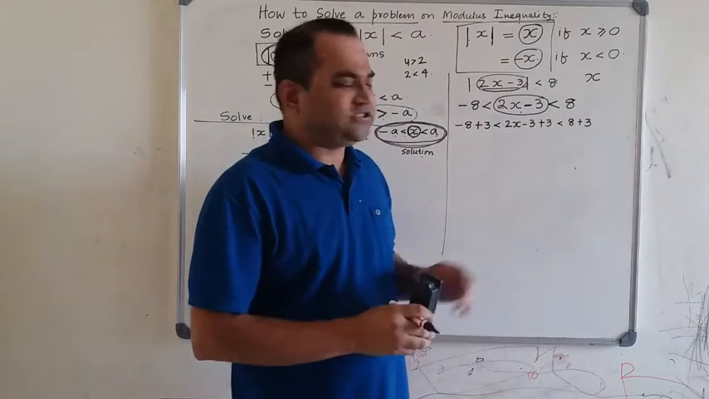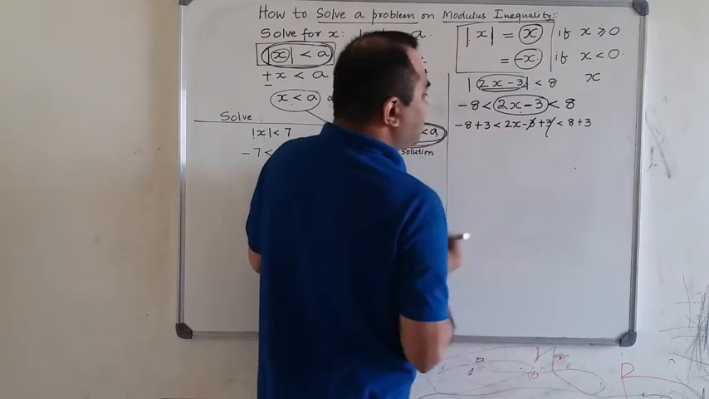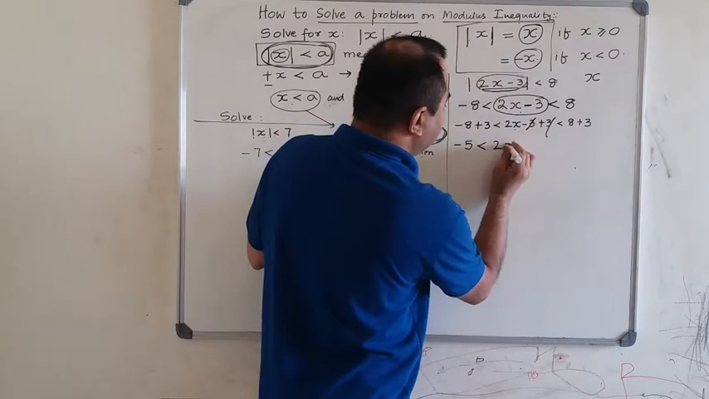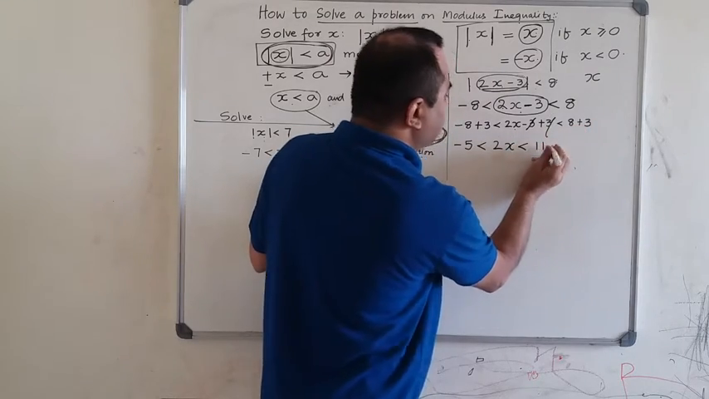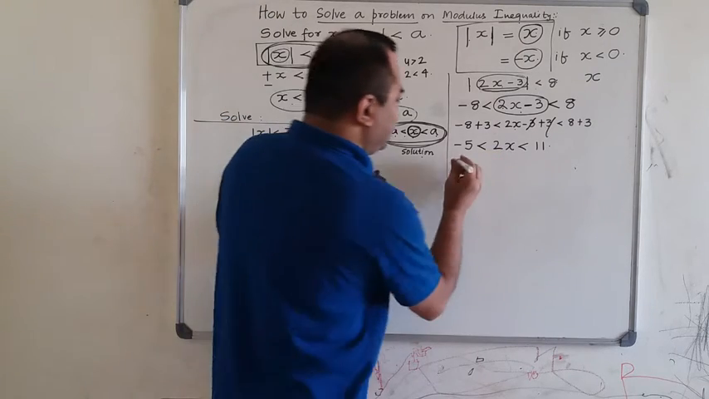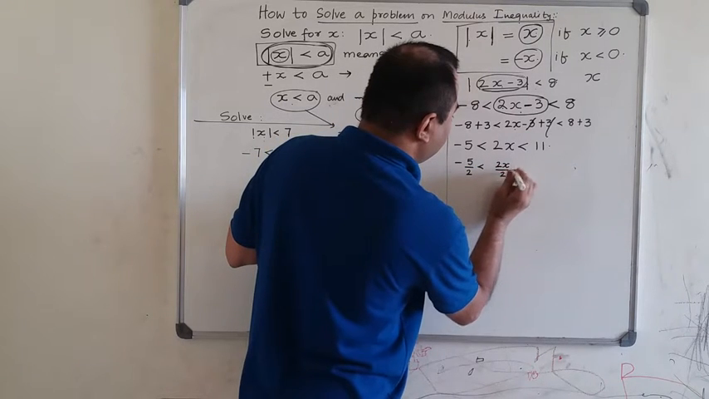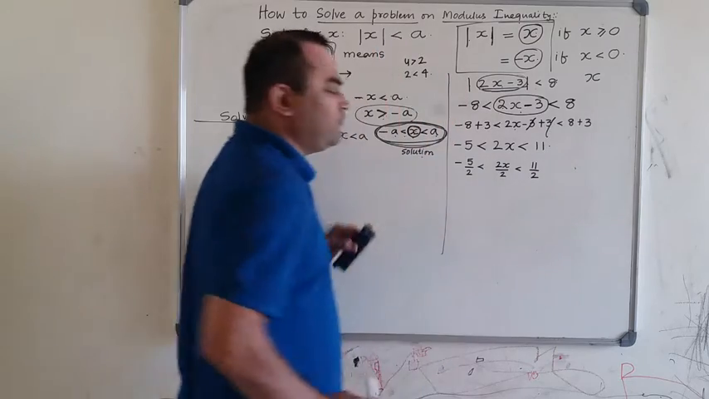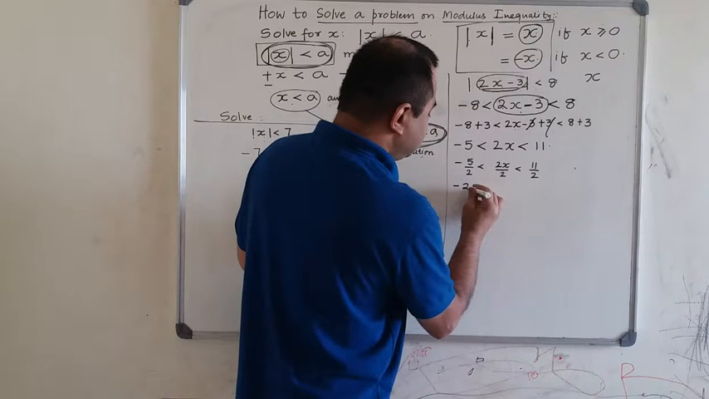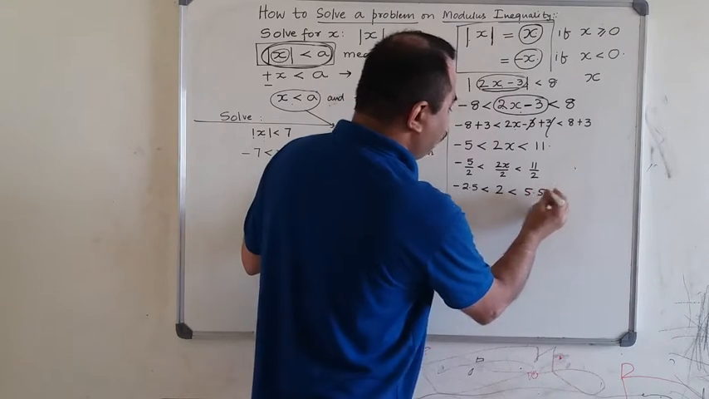So this will enable us to get rid of minus 3 from the middle. Minus 3 plus 3 are gone. So here minus 8 plus 3 is minus 5, less than 2x, is less than 8 plus 3, 11. Now next get rid of 2. For that divide all 3 sides by 2, all 3 places by 2, so that 2 will be gone from before x. Minus 5 by 2 is minus 2.5. 2x by 2 is 2, less than 11 by 2 is 5.5.